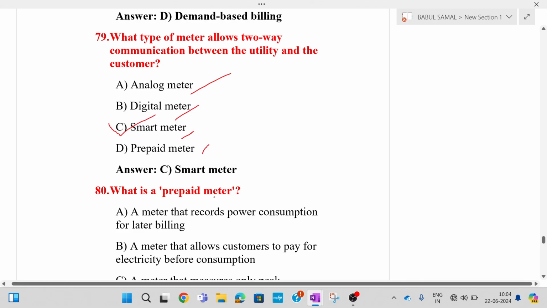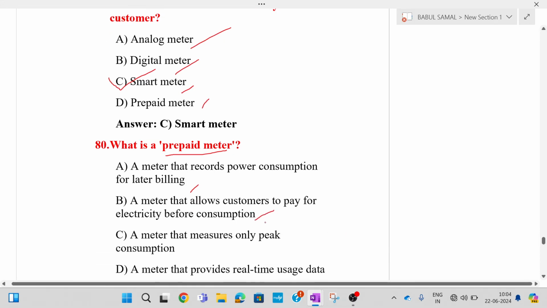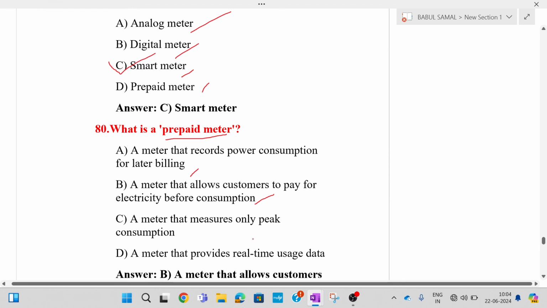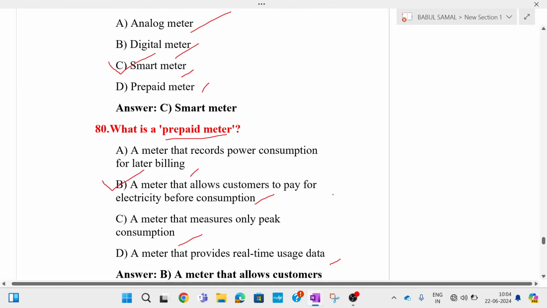What is a prepaid meter? Options are: a meter that records power consumption for later billing, a meter that allows customers to pay for electricity before consumption, a meter that measures only peak consumption, a meter that provides real-time usage data. So a meter that allows customers to pay for the electricity before consumption. Option B will be correct.